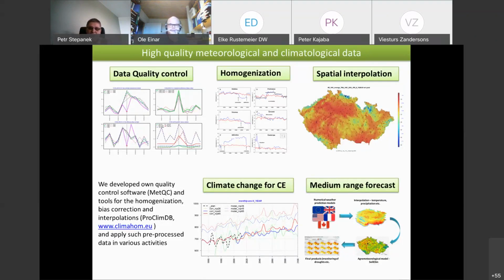Further, we use quality control and interpolation within forecasting for special needs in Czech Republic. We again run bias correction of numerical weather prediction models, interpolated values into half kilometer resolution, and thus make localized forecasts for any place within Czech Republic or in surrounding countries where they also use such products.